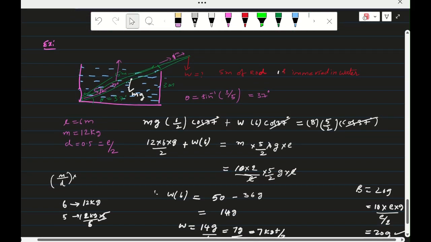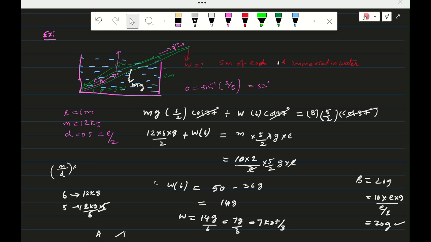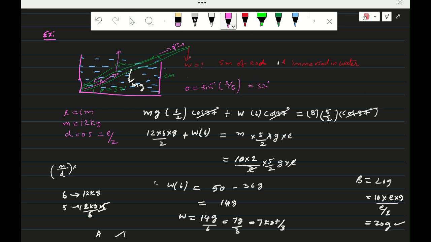Similarly, the next model. Here values are given, and we are asked to find how much weight. See another model: a weight is suspended here. How much weight do I have to suspend? So 5 meters of length out of the 6 meters of rod is immersed in the water.